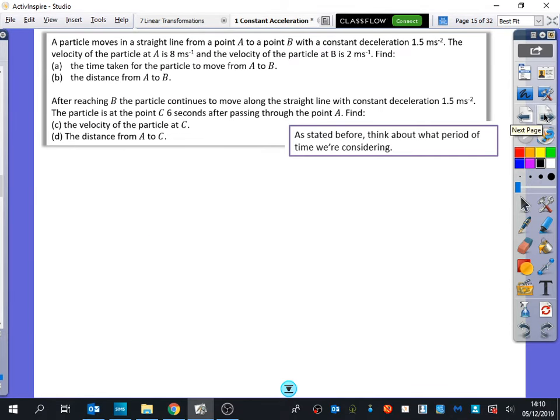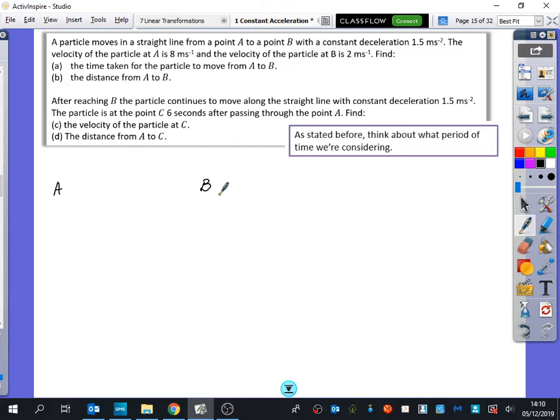So things get a little bit more complicated, obviously, and they're not all going to be just using the formula. This one we're going to have to think a bit of some of our logic about what's happening here. It says a particle moves in a straight line from a point A to a point B with constant deceleration, 1.5 meters per second squared. I'm actually just going to pause at that point, and I might even draw something that will help me imagine what is happening. It says it moves in a straight line between A and B.